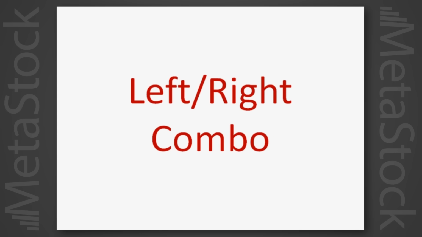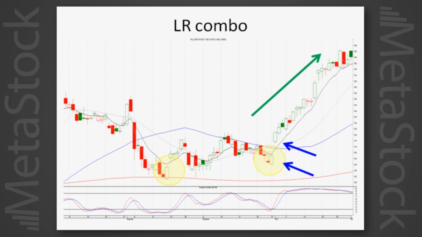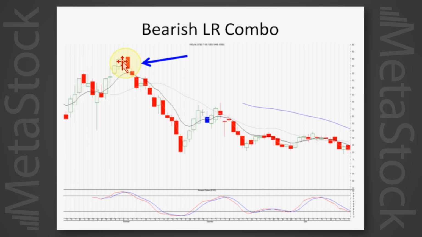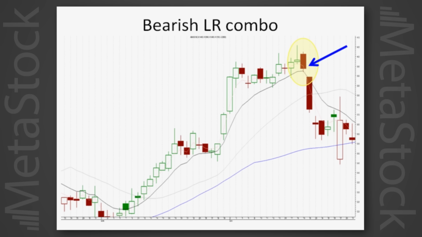So the doji is involved with lots of reversal signals that show you there's been a strong change of investor sentiment, like the left-right combo, which is basically a doji followed by a bullish engulfing signal. Very strong indication there's been a reversal. Doji followed by a bullish engulfing signal. Or a doji followed by a bearish engulfing signal tells you there's going to be a strong move to the downside.